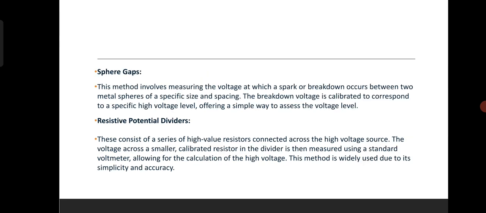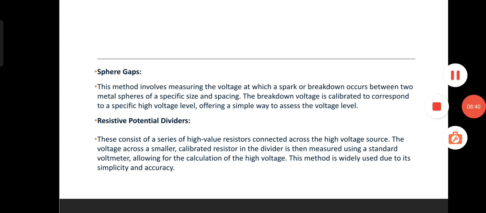Sphere gaps. This method involves measuring the voltage at which a spark or breakdown occurs between two metallic spheres of a specific size and spacing. The breakdown voltage is calibrated to correspond to a specific high voltage level, offering a simple way to assess the voltage level. Resistor potential dividers.